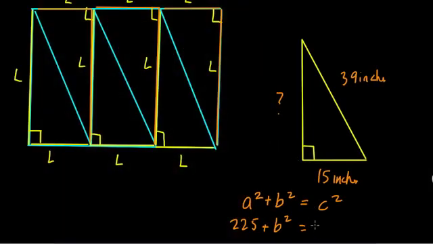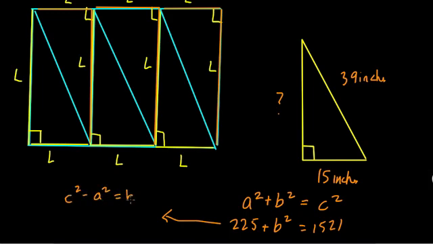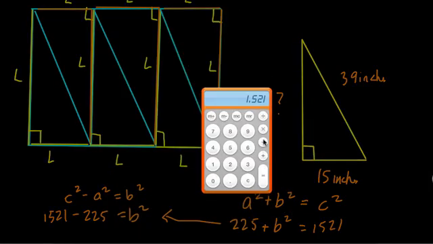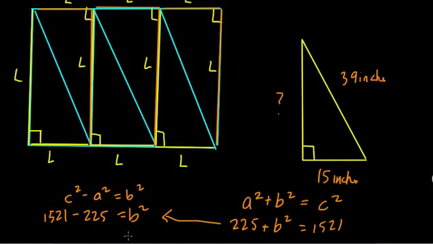Okay, so that's 1,521. Now to solve for b squared, all we have to do is subtract. If a squared plus b squared is c squared, then doesn't it make sense that c squared minus a squared would equal b squared? Just like if 1 plus 2 is 3, then 3 minus 1 is 2. It's that inverse operation. So now we just subtract 1521 minus 225, and that's going to equal b squared. So plugging that in real quick, 1521 minus 225, 1296. So b squared equals 1296.